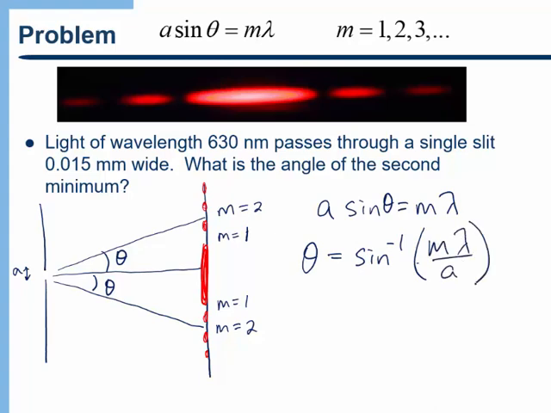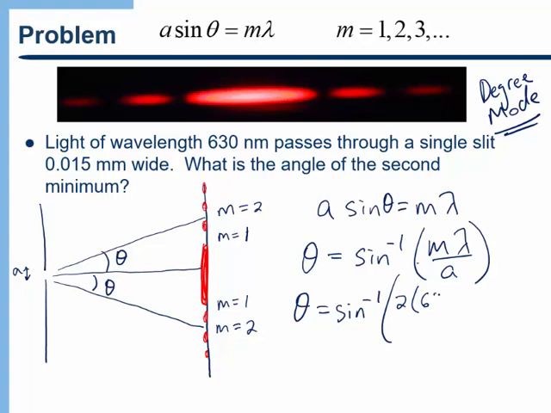Once again, we want our calculator to be in degree mode because we want our answer in degrees. And also notice that we have to make sure that lambda and A are both in the same units, because when we take the inverse sine, it's got to be of a dimensionless quantity. So to plug in then, I've got the inverse sine of M lambda over A. So M is 2 in this example.